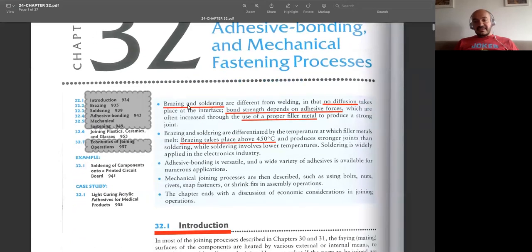In brazing and soldering, we don't have any diffusion, as opposed to the previous processes we discussed in chapter 31. We make use of a filler metal. The difference between brazing and soldering is actually the melting point temperature of the filler metal. If it is above 450 degrees, then that is called brazing. But if the melting point temperature of the filler metal is less than 450 degrees, then that is called soldering. But other principles are the same in these processes.